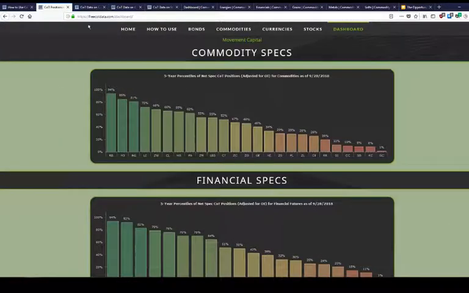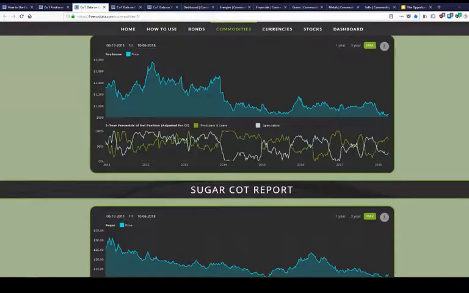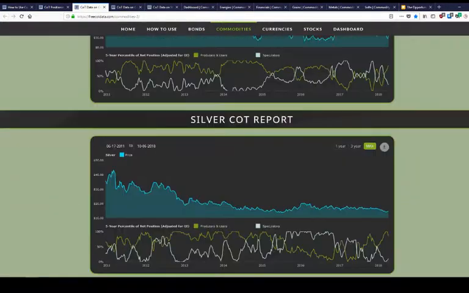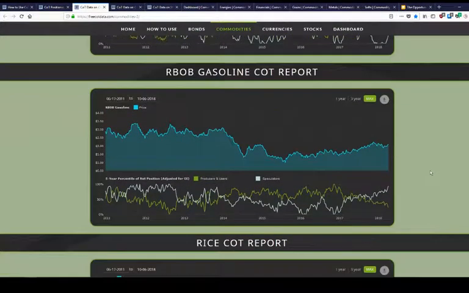Like, for example, the RBOB chart. Let's see. RBOB. Where is it at? Right here. Okay. So we can see the history of positioning. The white line is spec positioning in this contract. We can see how it's changed over time. And in fact, the three most recent times when traders have been on the other side of the trade, very short RBOB, were late 2015, late summer 2016, and then here in 2017.